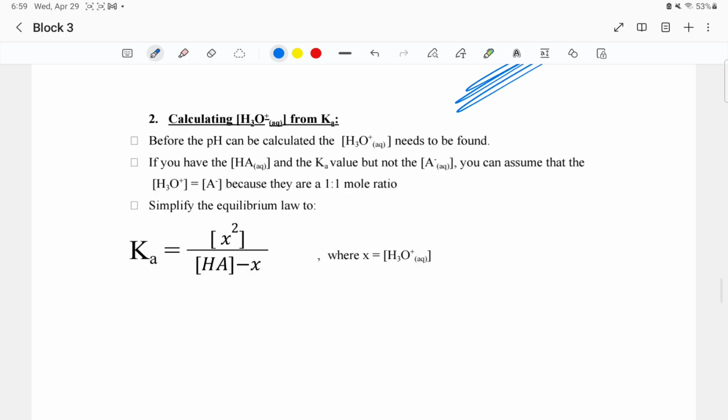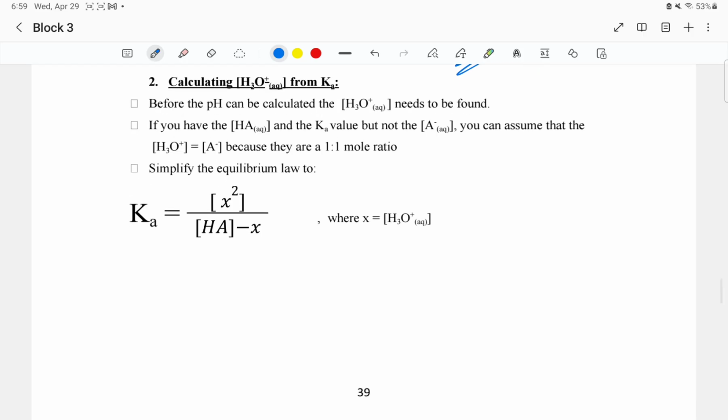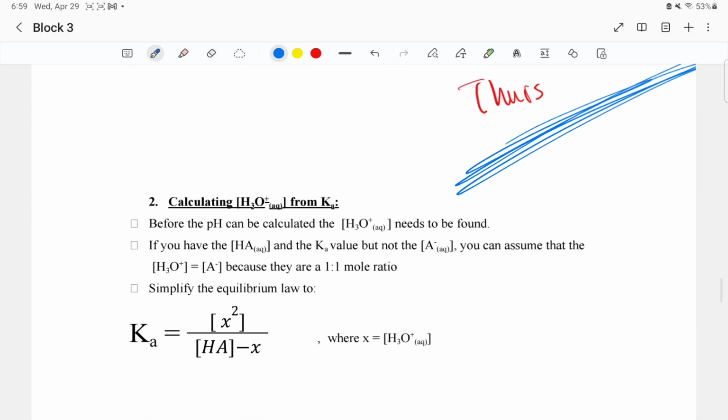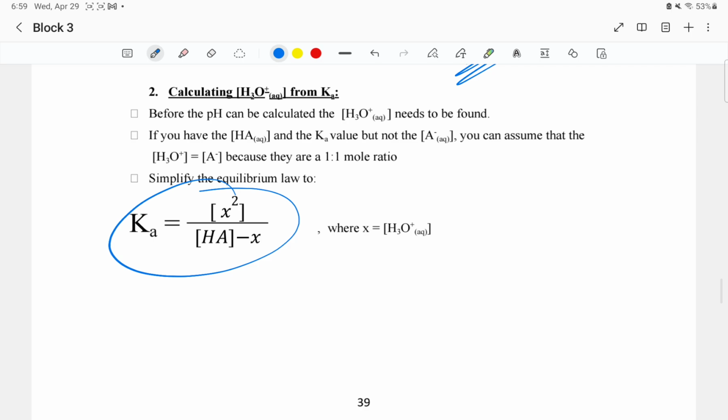So last class we talked about how to calculate your hydronium ion concentration. Just kidding, other way around. We talked about how to calculate your Ka from your hydronium ion concentration. Now we're gonna do the opposite. So now your formula is basically still the same, but let's see what it says. It says before the pH can be calculated, the hydronium concentration has to be found.